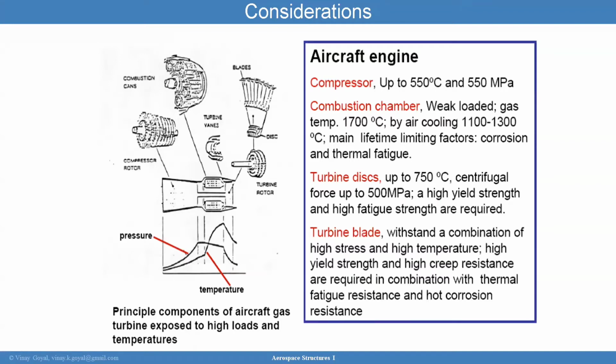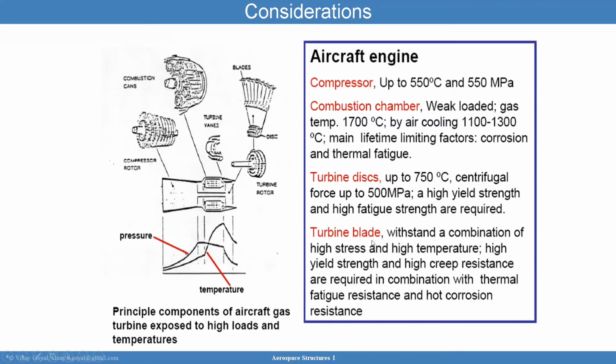Turbine discs, and you don't have to do everything on your own. You can work with a material scientist. One thing I want to point out is when you're working on designs, you don't want to work alone. You want to work with people. So you'll confer with the materials team and say, hey, I have these loading conditions. Which materials could be good for that? Now, you don't want to fully put that onus on them, but you also want to verify that you agree that that's a good choice. Turbine disc up to 750C. The centrifugal force can go up to 500 megapascals. And so you do need a high yield strength for that.